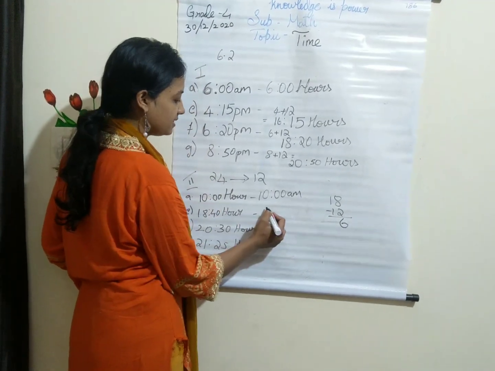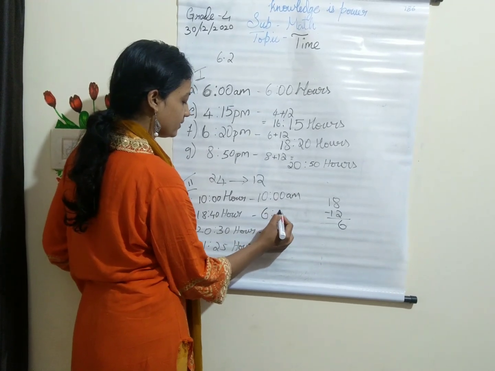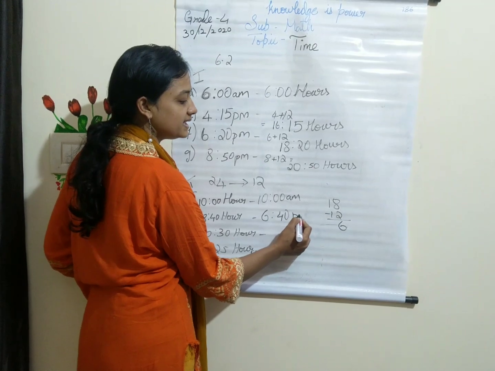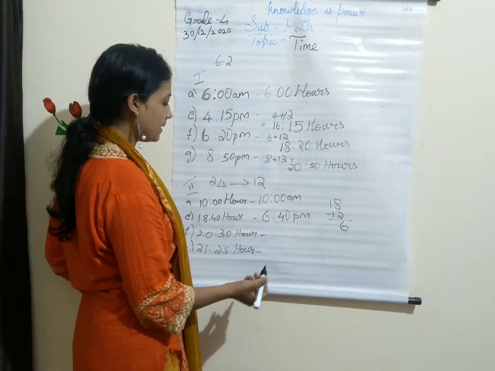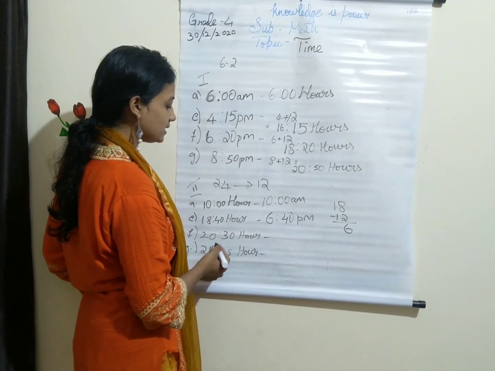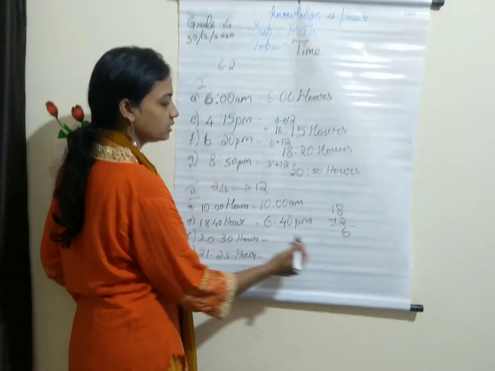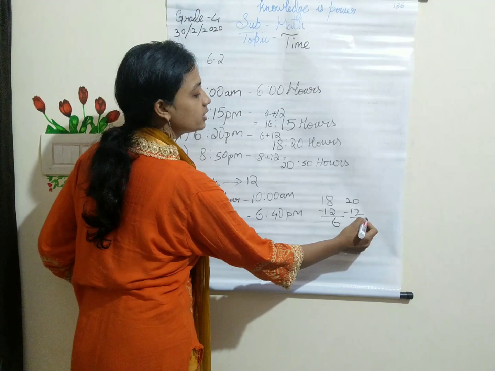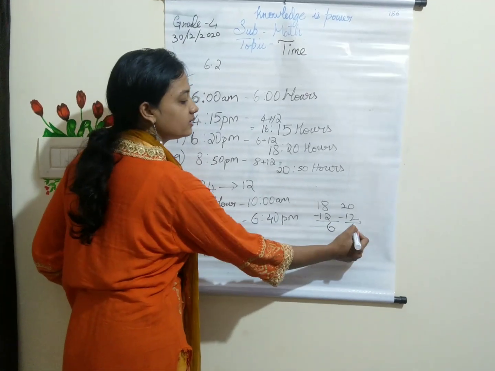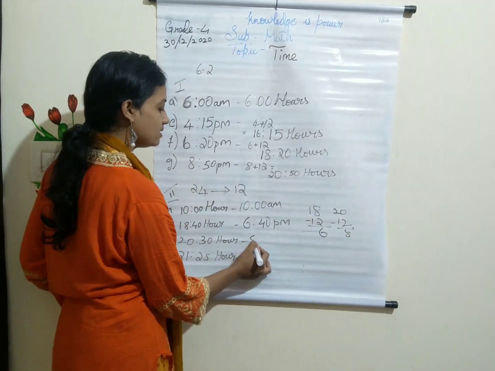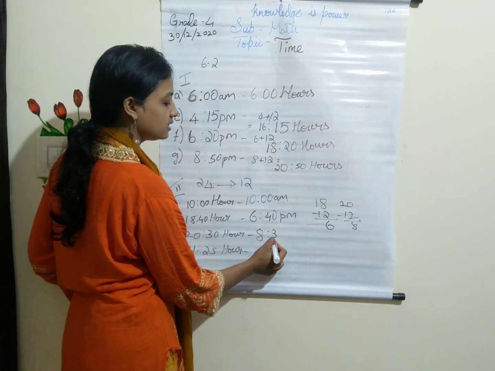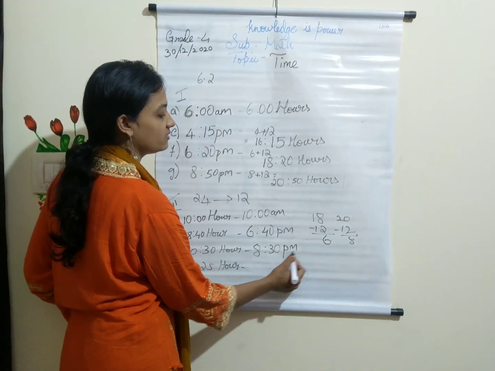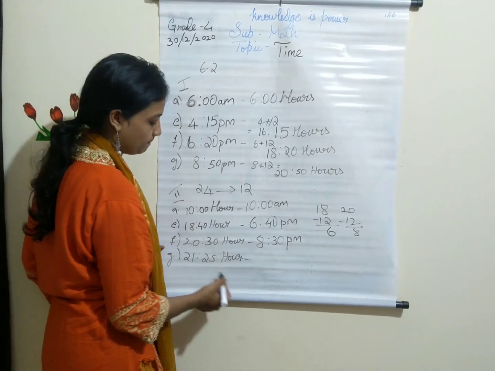So the time is 6:40, and because we subtracted, it will be PM. Next is 20:30 hours. So subtract 12 from 20. What is the answer you get? You get 8. So the time is 8:30 PM. Whenever we are subtracting, you get PM.